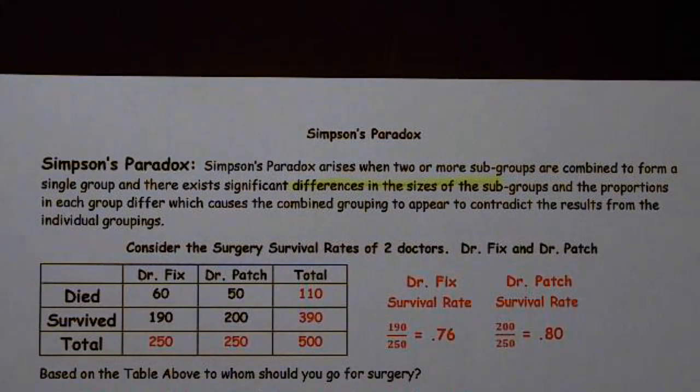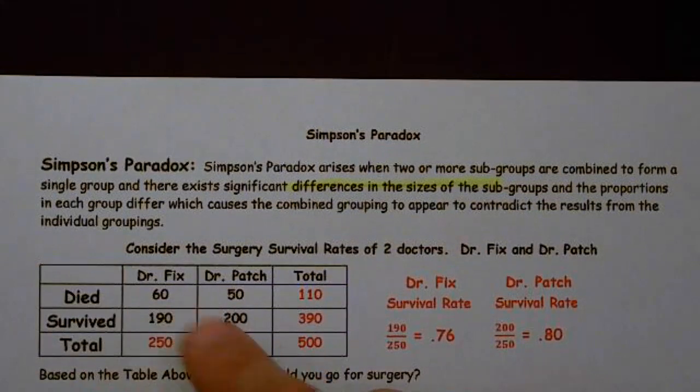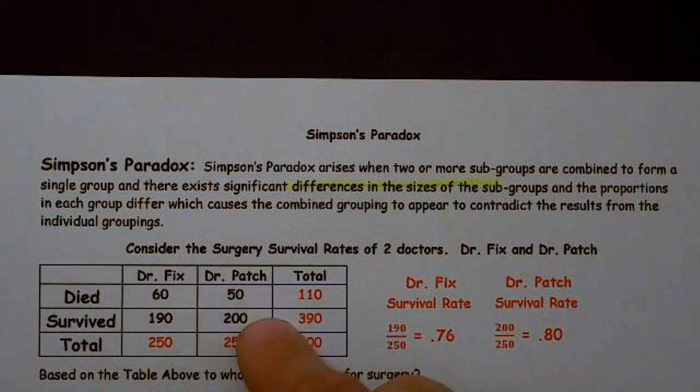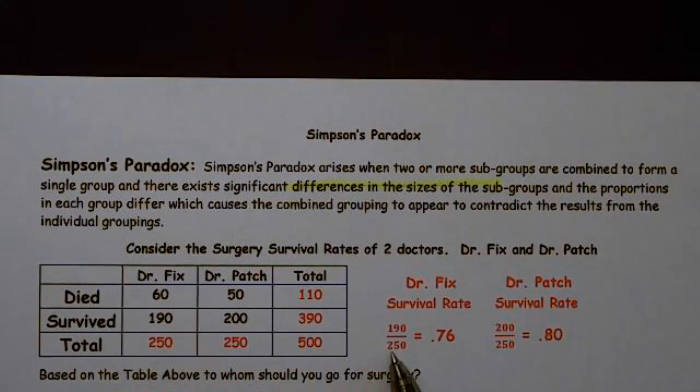So consider this. We have the surgery rates of two doctors, Dr. Fix and Dr. Patch. All right. And when we look at the survival rates, 60 over 190 is 250 and 50 over 200 is 250. And so those are how many died and how many survived. And if I look at the survival rate, it's 190 over 250 is 0.76 versus 200 over 250 equals 0.80.